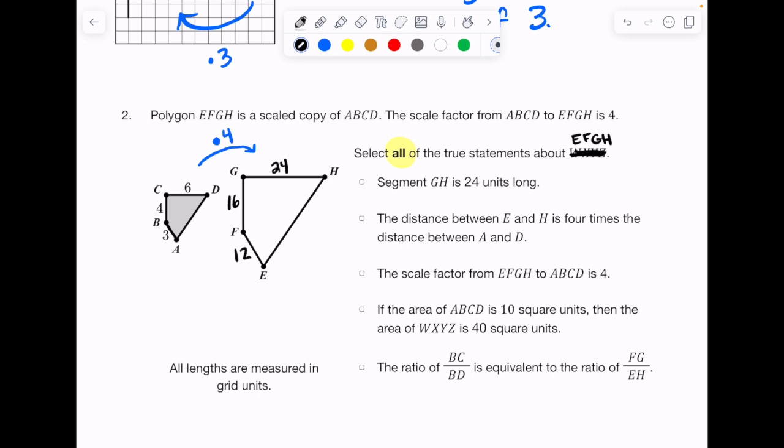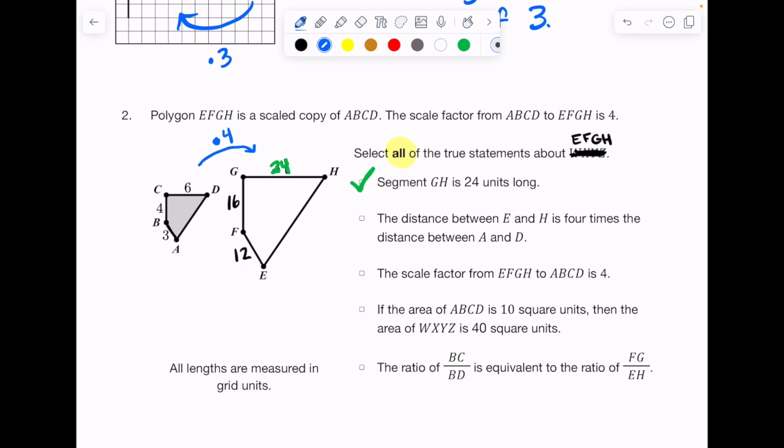Okay, now that we have that information, we don't know about AD. Now that we have that information, we are checking, is segment GH 24 units long? And yes, it has to be 24 units long because we have that scale factor 4, right? We already marked it here. Cool. All right, next we have the second option: the distance between EH is 4 times the distance between AD. Okay, so let's look at that.